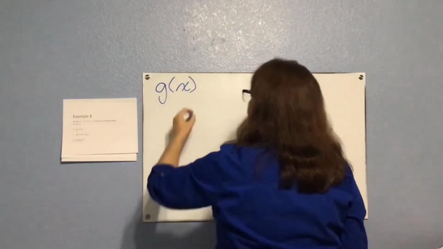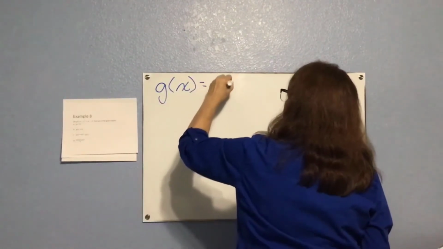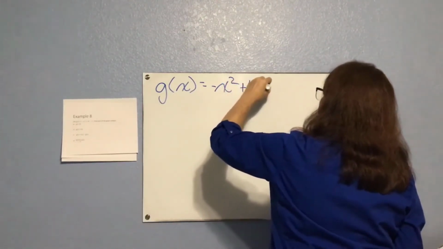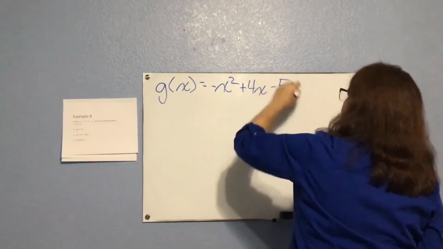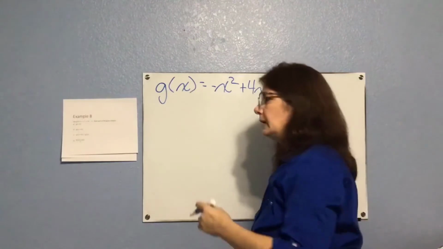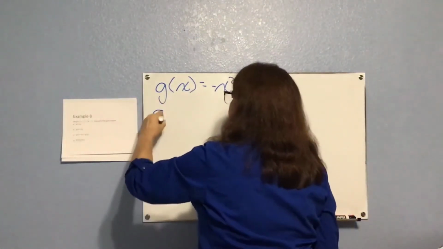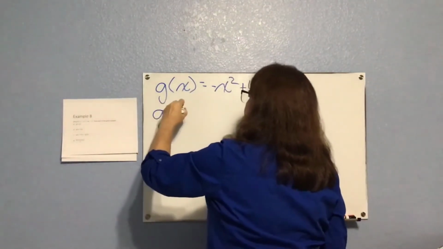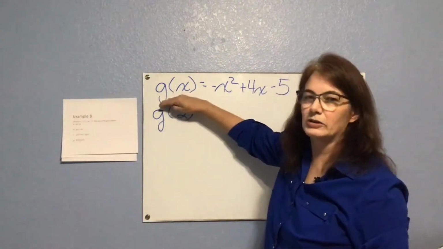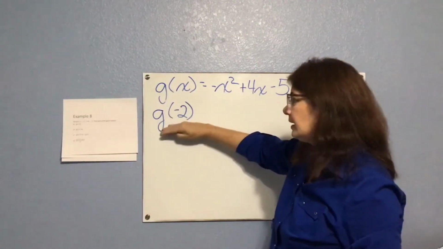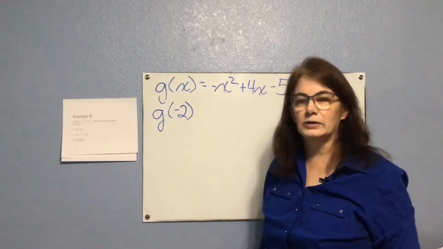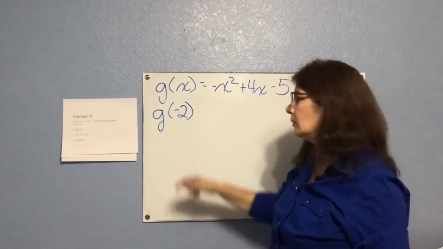Here's an equation in function notation. And I'm asked to find 4 different things related to this function. The first one is g of -2. When I have something written in function notation and I'm asked to find a value for a particular value of x, all I have to do is replace every x with this number.